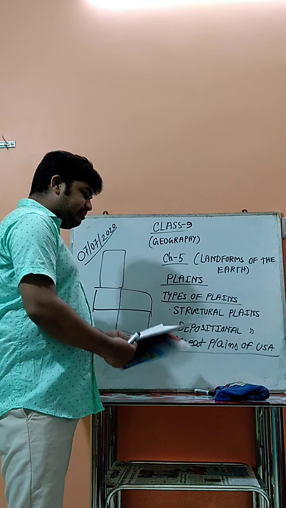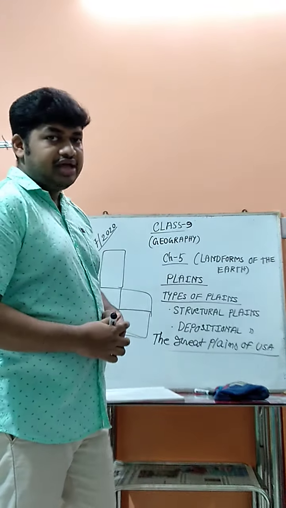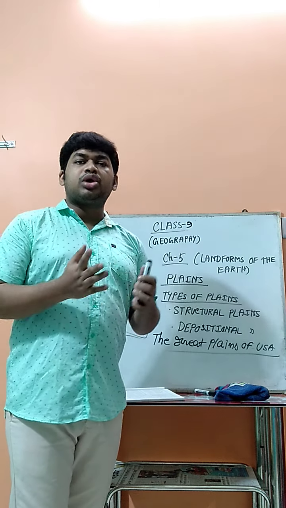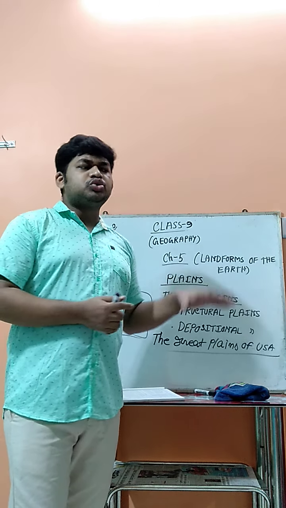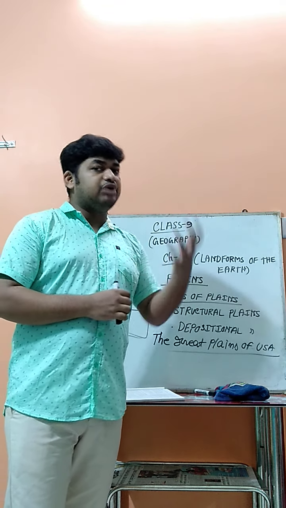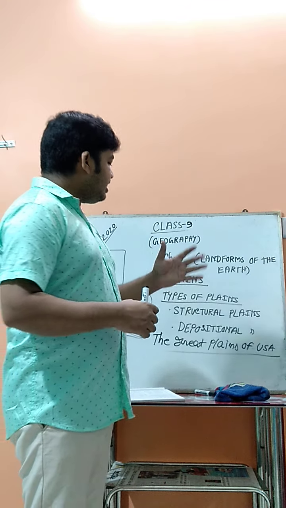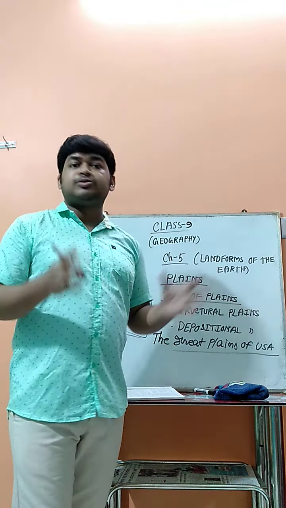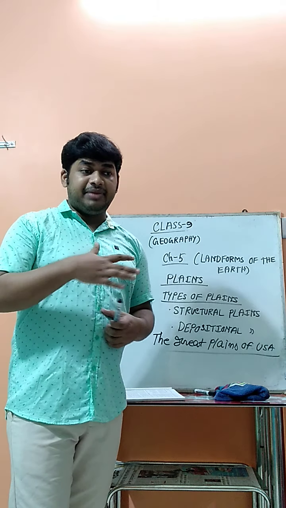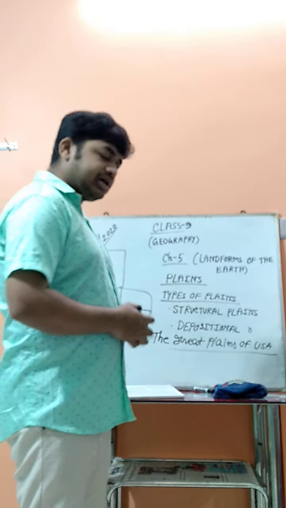Why is the plain very important for us? First one, for agricultural land. We know the plain areas are mostly located beside the river. That is why the area beside the river is always made of alluvium soil, and it's very useful for the agricultural process. Second, the plain area is useful for transportation and communication, as better roadways and railways can be made only in the plain region.